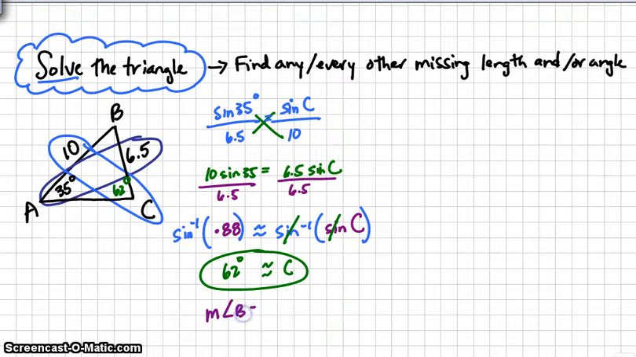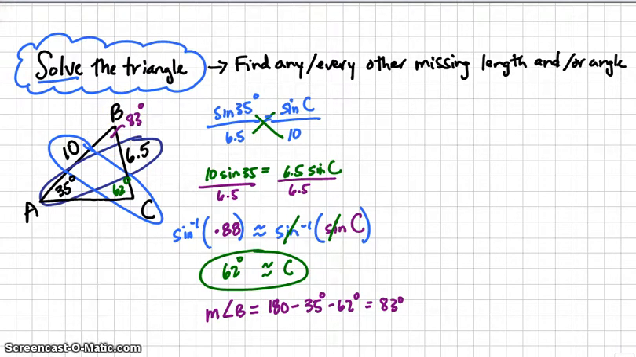Measure of angle B is going to be 180 minus the angle that was given minus angle C, which I just found. And when I do that, I should get 83. So the measure of angle B is 83 degrees.